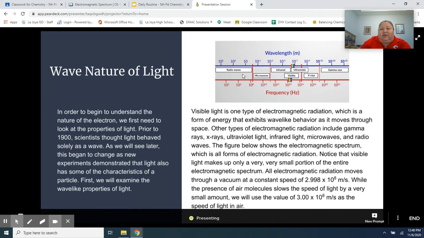So first off, very long waves are radio, and then they get shorter for microwaves, then infrared, then visible light, then UV, then X-rays, and then gamma rays. Remember, radio waves and TV waves are how your antenna connects to that radio station, and you are able to listen to your favorite station, your favorite music. Microwaves, anytime you heat up your food in the microwave, you're using a form of electromagnetic radiation.